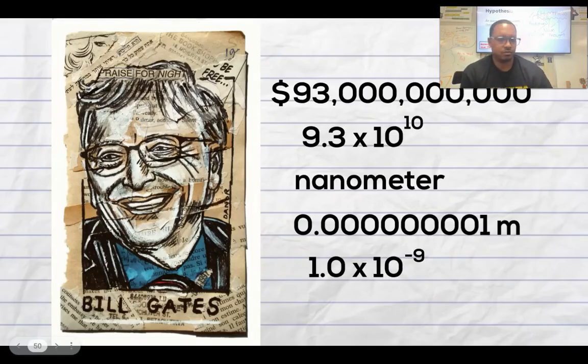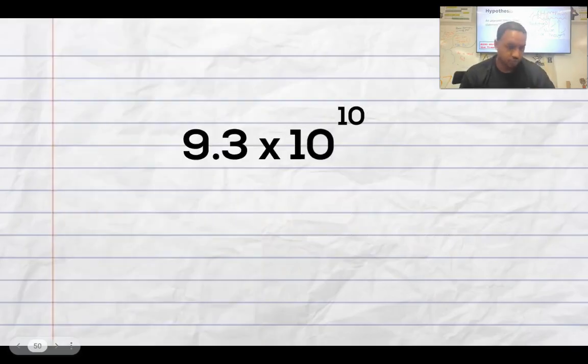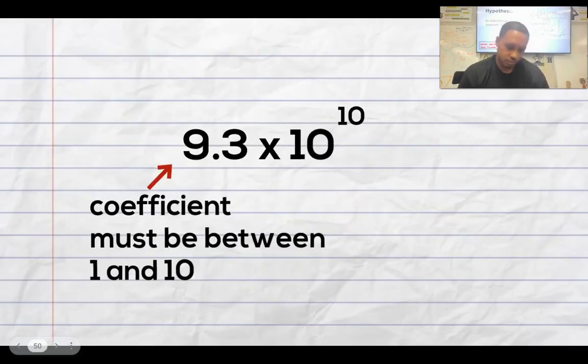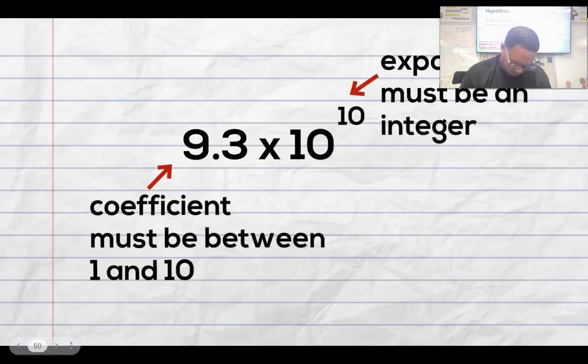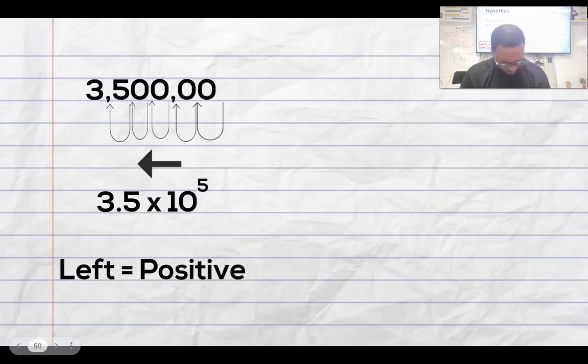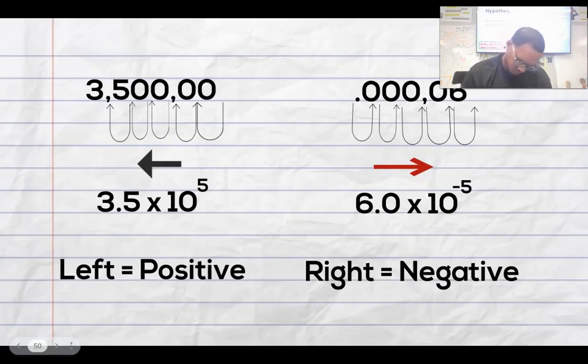Let's go over some of the basics of scientific notation. Up first, the coefficient must be between 1 and 10. The exponent can be positive or negative, but it must be an integer. If you have to move the decimal to the left, the exponent will be positive. If you move the decimal to the right, the exponent will be negative.